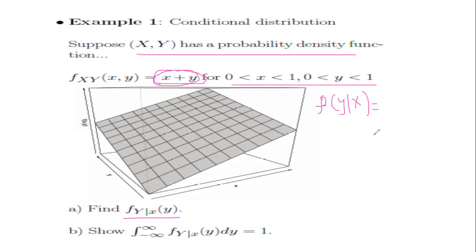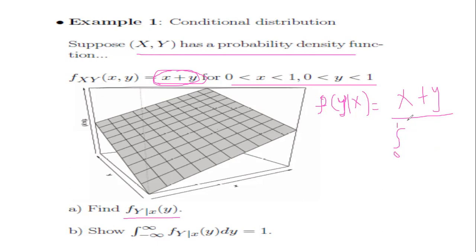Y given x. How do I do that? I have to calculate the integral, right? Okay. Joint divided by marginal. Joint is x plus y. That's good. Divided by the marginal with respect to x. So I have to integrate x plus y with respect to y to find out the marginal over x. Okay, so integrate. The limits will be 0 to 1, because that's the range for x and y.